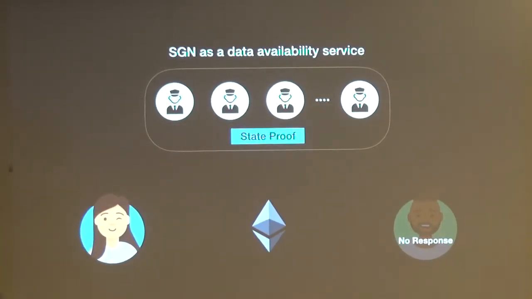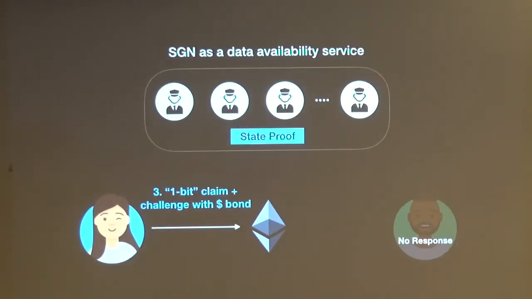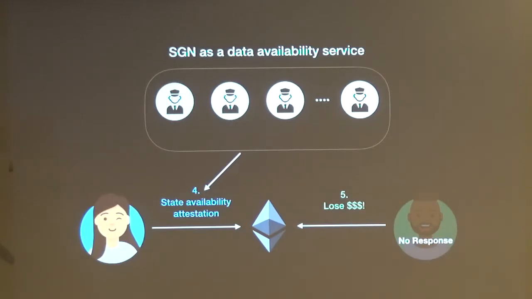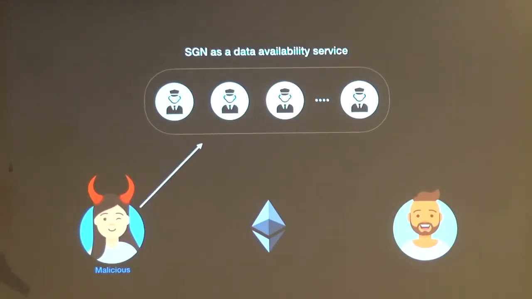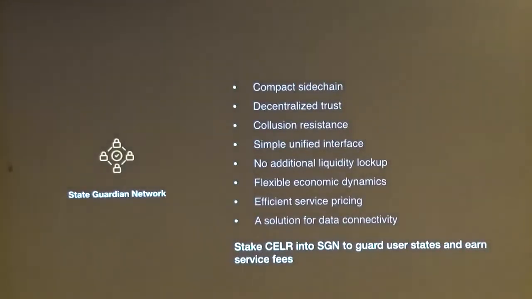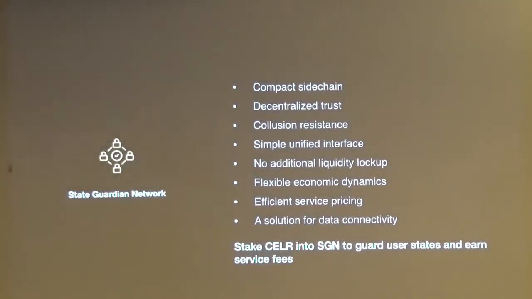If Alice submits a state proof, she will wait for the timeout, and if the timeout passes, she will start a one bit claim challenge with a monetization bond. And if Bob responds to that challenge with also a monetization bond, Alice can have a state availability attestation from the state guardian network, and then Bob will lose the challenge. And if Alice here is malicious, Alice will submit a state proof, and Bob will actually respond to the state proof before the timeout expires. So that is a very, very quick summary about the state guardian network.